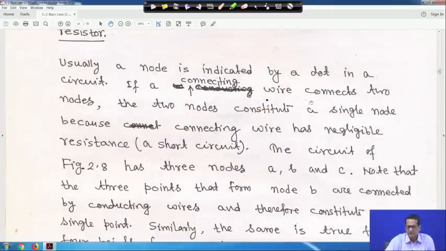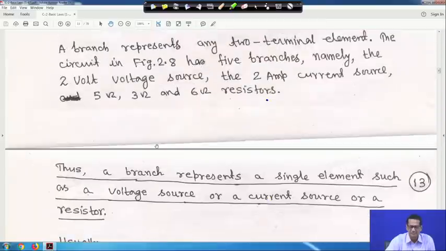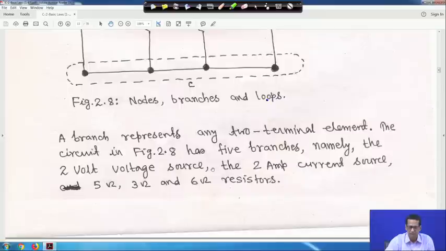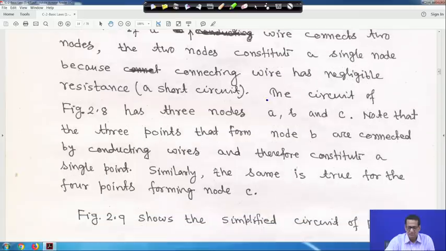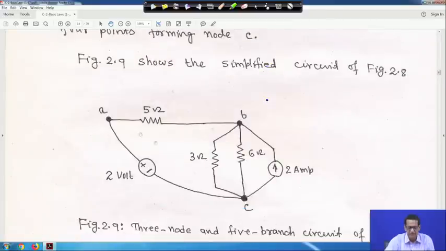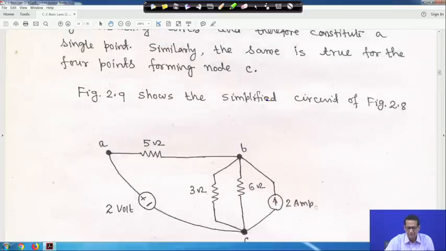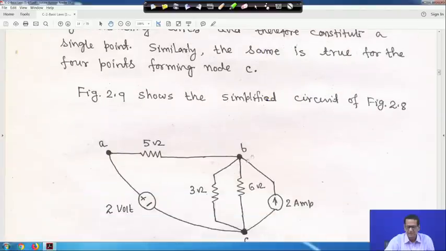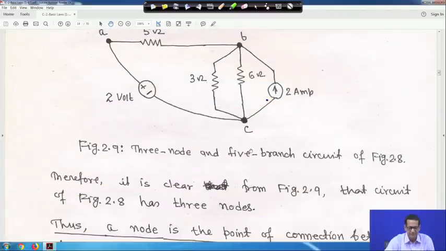If a connecting wire connects 2 nodes, the 2 nodes constitute a single node because a wire has negligible resistance. That is why these have been clubbed together, right. So we have 1, 2, 3 nodes in this circuit and you have 1, 2, 3, 4, 5 branches, right. So this is figure 9.